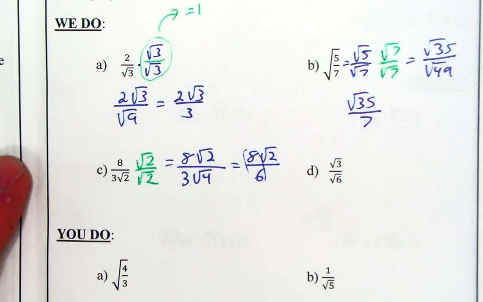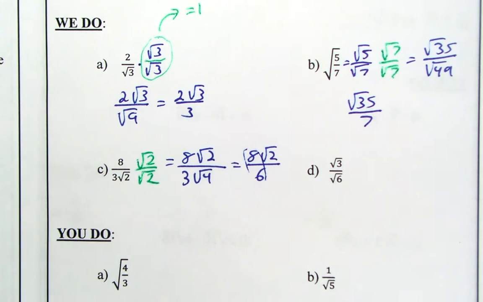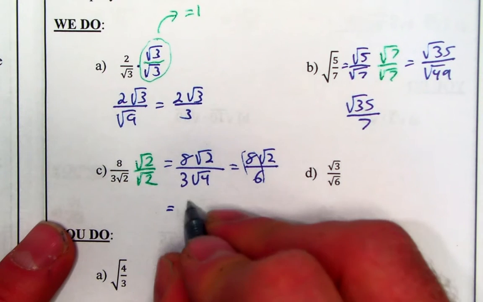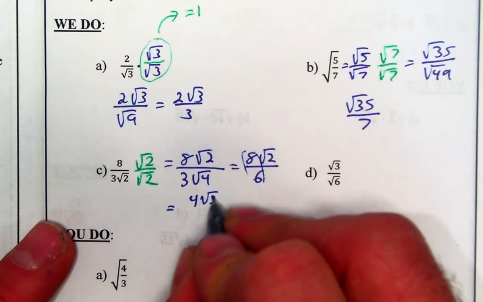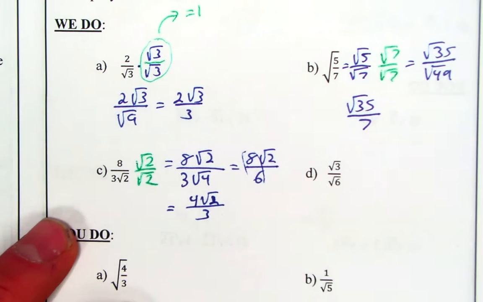The numbers outside can be simplified. Right? That 8, 6 isn't simplified. So we can write this as 4 root 2 over 3. 8, 6 is 4/3.